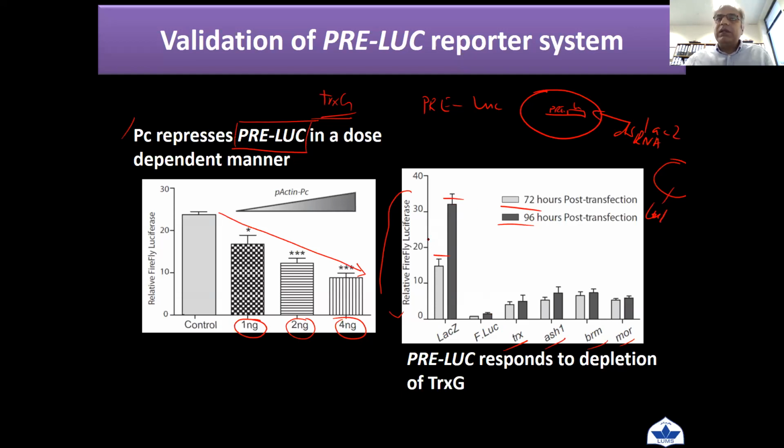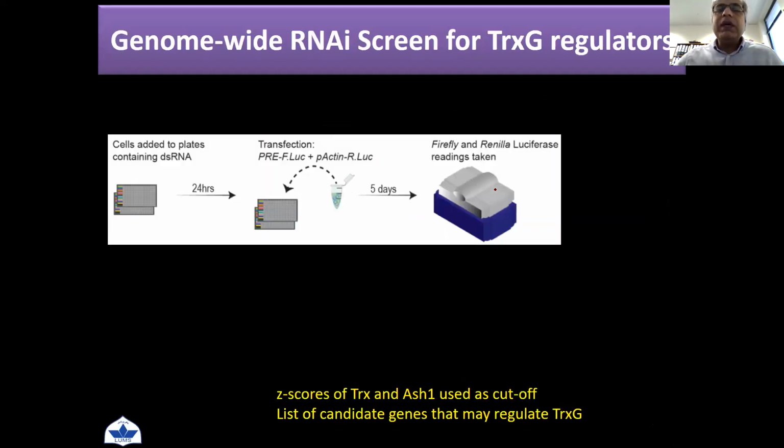You expect more luciferase with time, and with specific knockdown, when you knock down luciferase, you will not see any luciferase activity. And when you add trithorax group double-stranded RNA, you find knockdown of luciferase, a depleted amount of luciferase. And when you compare this with a non-specific double-stranded RNA, LacZ, you don't see any effect on luciferase activity there.